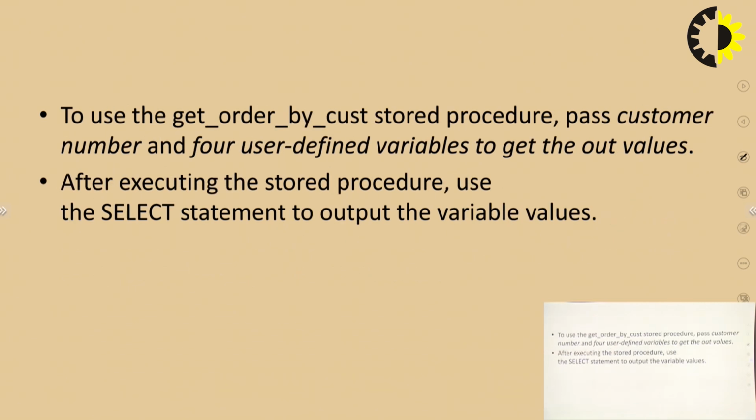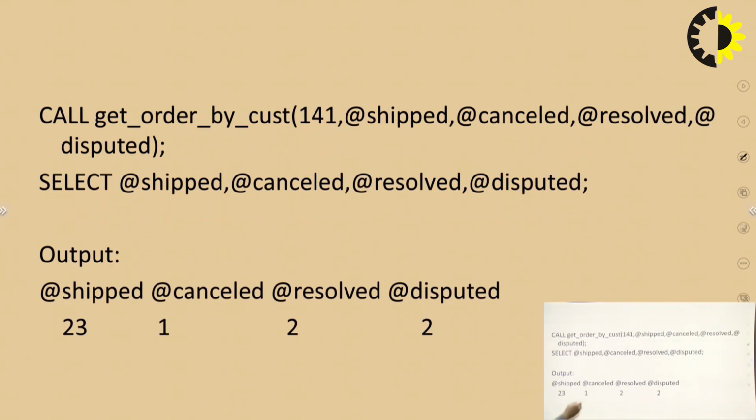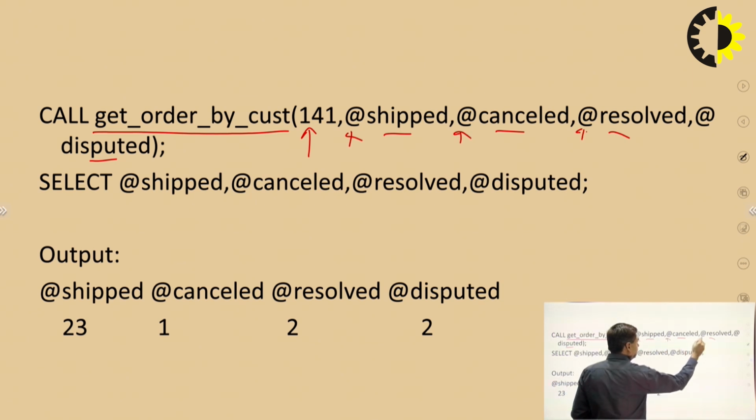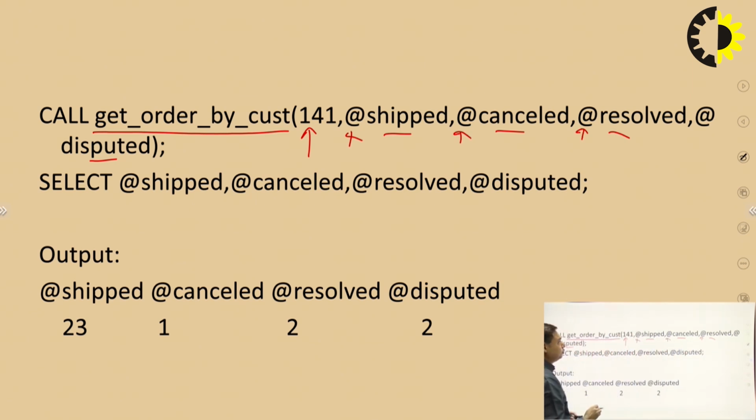Here you can see we are using get order by customer, and we are passing the customer number 141. We need to display the four order statuses: shipped, cancelled, resolved and disputed. We are using the @ symbol for a session variable, so all the values will be updated in these variables: shipped, cancel and resolved.